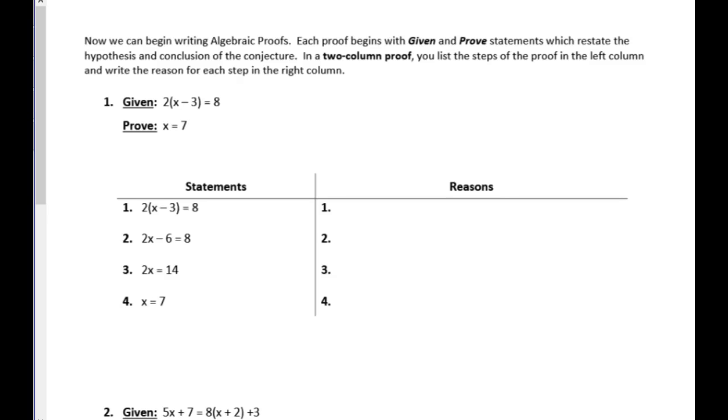On number 1, it says, now we can begin writing algebraic proofs. Each proof begins with given and prove statements which restate the hypothesis and conclusion of the conjecture. In a 2-column proof, you list the steps of the proof in the left column and write the reason for each step in the right column. So everybody, this is called a 2-column proof because there are 2 columns. On the left is going to be statements. Now, some of them will be easy like this, where they give you all the math. Look at that. All the math is already there. But you need to give me every single reason.